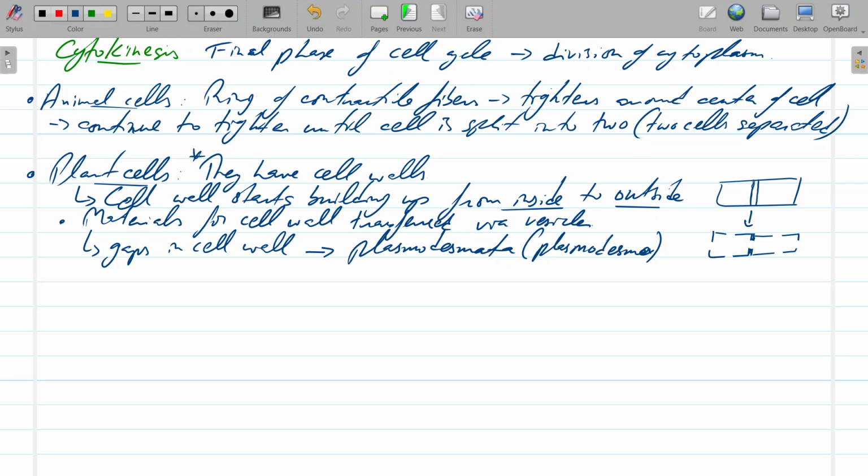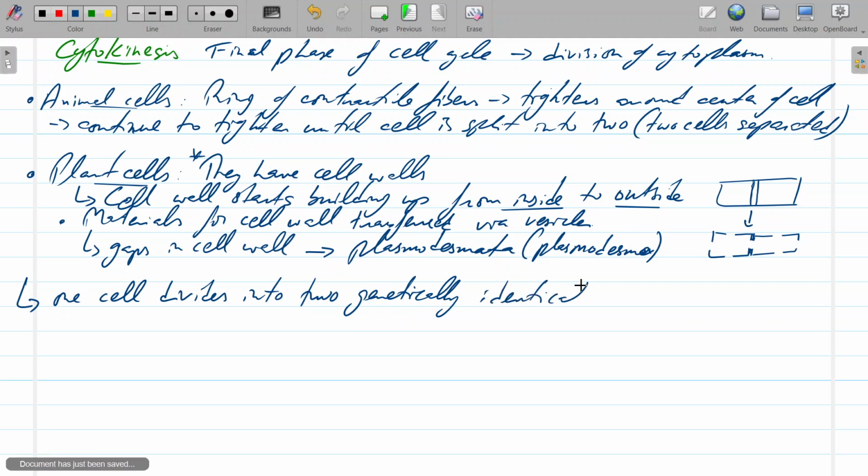In either case, right, you have one cell dividing into two genetically identical daughter cells, right? And once this is complete, they go back into interphase.